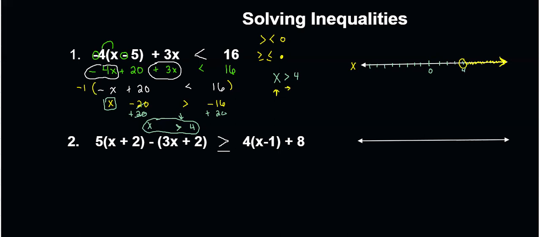All right, let's take a look at the next one. Ooh, we got a lot going on here. So let's start by distributing through. So I got 5 times x is 5x. A positive times a positive is a positive. And 5 times 2 is 10.